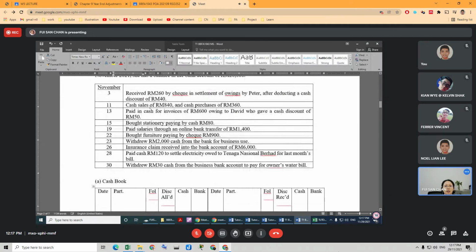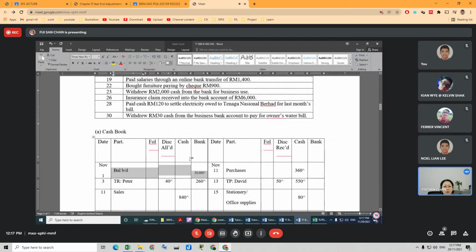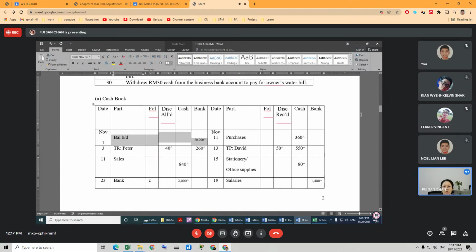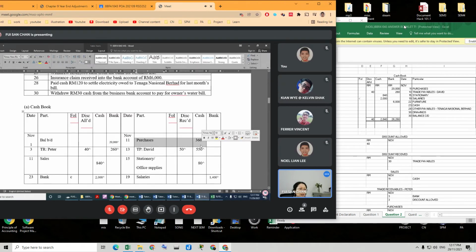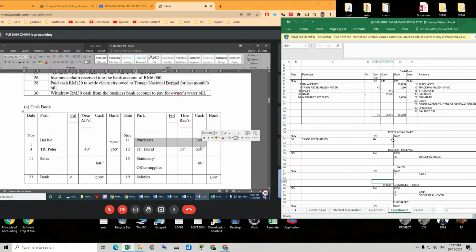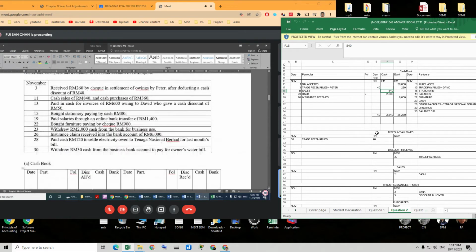Next, cash sales, cash purchases. This one easy. Cash sales, you debit cash, you credit sales. So you will have a sales account. And then we have cash purchases. For cash purchases we debit purchases, we credit cash. Then you need to prepare a T account called purchases. This one okay, everybody got it right.